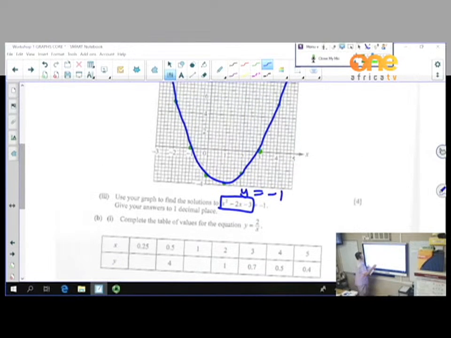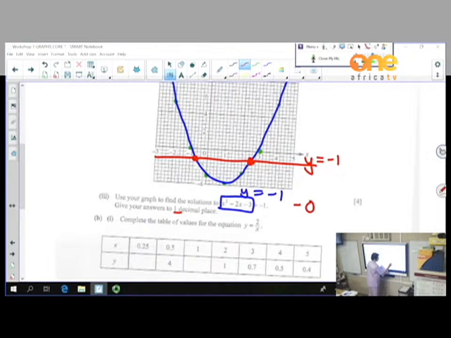So the best thing to do is to draw a line on your graph where y is -1, which is here. So I'm going to draw a line there across my graph. This is the line y is equal to -1. And you will read the solutions now off here, where your parabola and this line y is equal to -1 intersect. That's where we're going to get the answer. They also say to 1 decimal place. We have to round it to 1 decimal place. There's 2 solutions there. I read mine off at -0.8 and at 2.6.